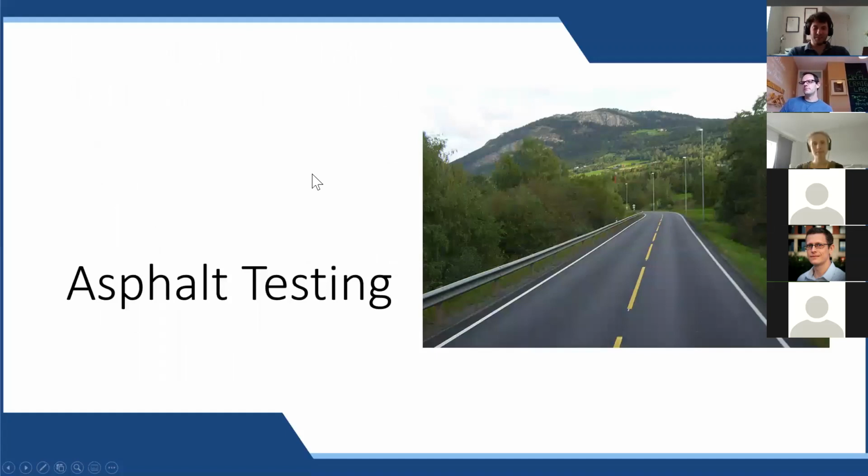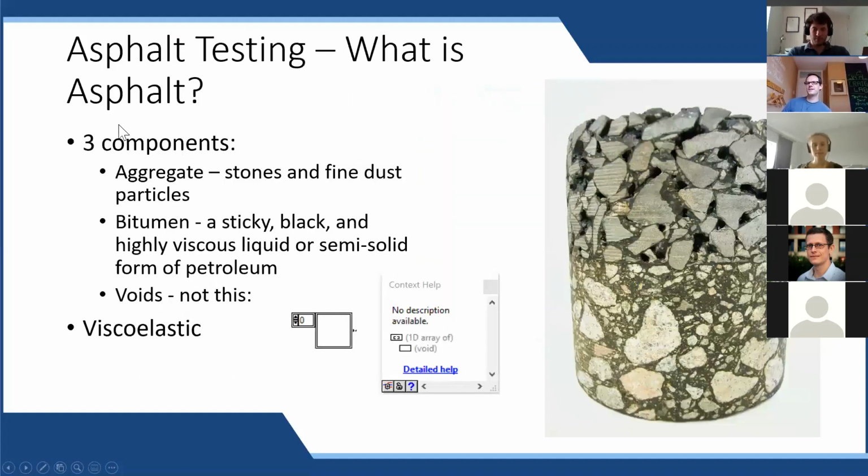So I just wanted to go a bit into asphalt, just so you've got an idea of the background. I know this isn't related to LabVIEW much yet, but essentially asphalt has three components. You've got your aggregate, which is the stones and things like that, all these big lumps of stuff. Then you've got your bitumen, which is the black sticky stuff which binds it all together.